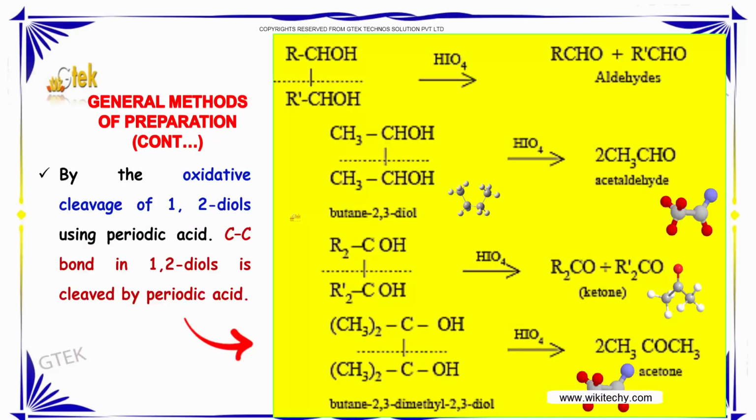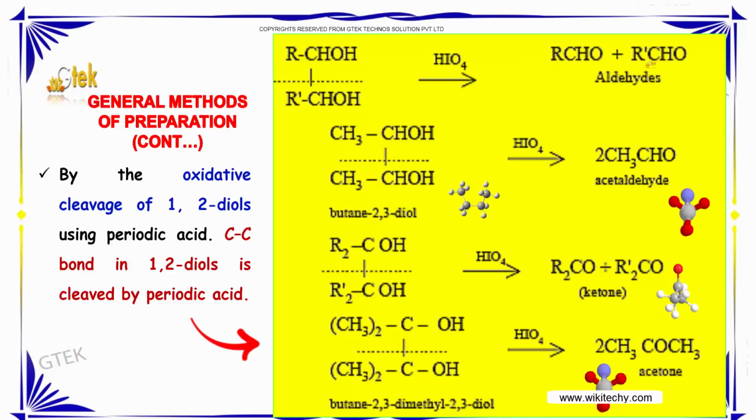It can also be prepared by the oxidative cleavage of 1,2 diols using periodic acid. The C-C bond in 1,2 diols, as we can see here, is cleaved by periodic acid. Periodic acid is nothing but HIO4. When this is used, the bond between the carbon and carbon is cleaved to form two aldehydes.